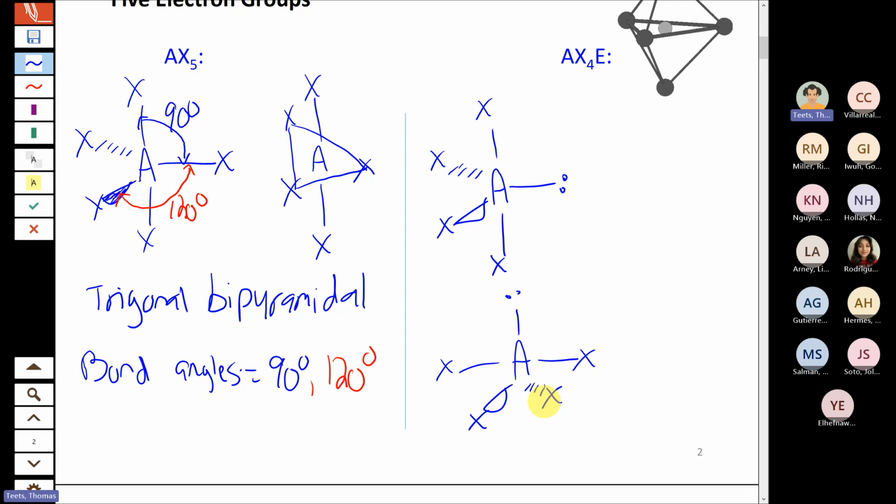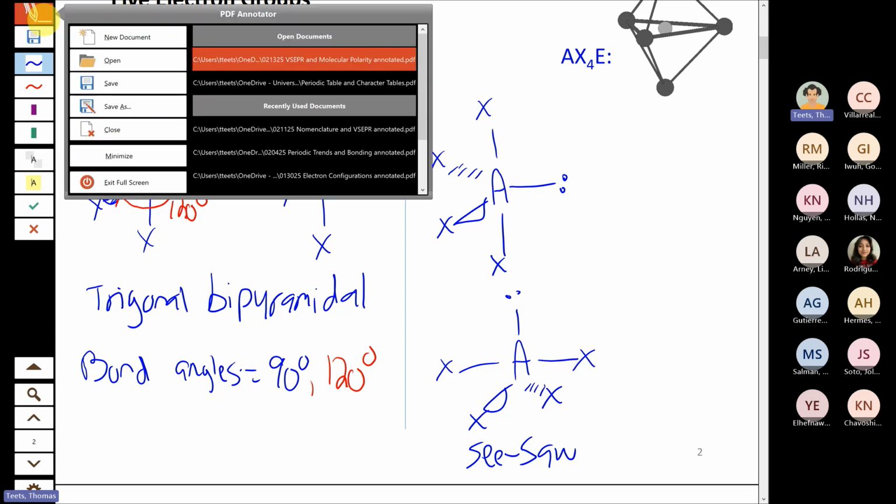So it's AX4E is the way we would name it because there's 4 atoms and 1 lone pair, and the geometry for that is called seesaw. So hopefully in this orientation you can see why we call it seesaw. I'll go back to the simulator and hopefully make that even more obvious.